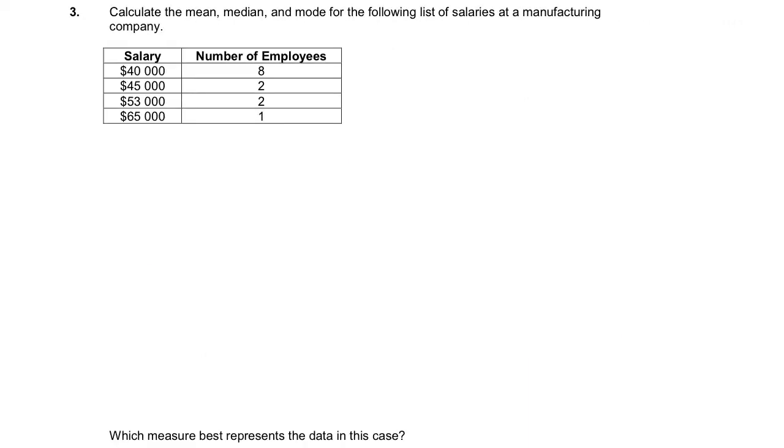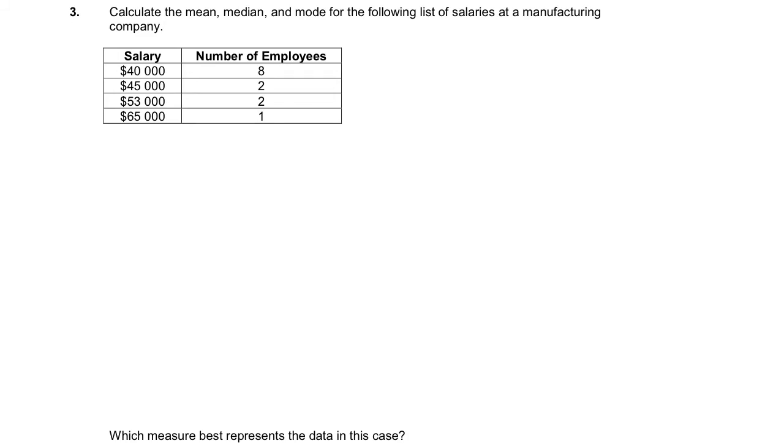For this next example, it's basically the same as the previous 2 examples, except the data is displayed in a different way. So again, we're going to calculate the mean, median, and mode for the following list of salaries at a manufacturing company. So here we have salaries and the number of employees that get each of those salaries. So here we have 8 employees get a salary of $40,000, 2 employees get $45,000, 2 employees get $53,000, and 1 employee gets $65,000 as their salary.